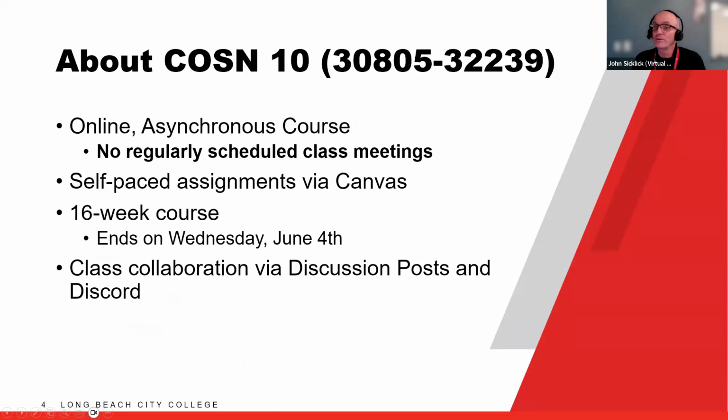All right. So the important things to know, and Robert, just so you know, these slides are my frequently asked questions. So COSN 10, the sections that are online, 30805 and 32239, are what is known as online asynchronous. What do those words mean? Online, we know. It means that you're going to access the internet and go to Canvas to access your materials. Asynchronous means there are no planned meetings.